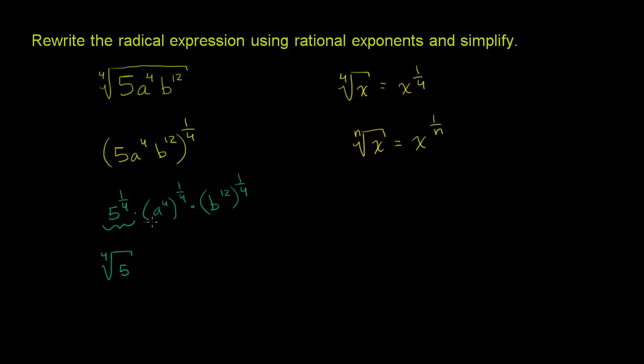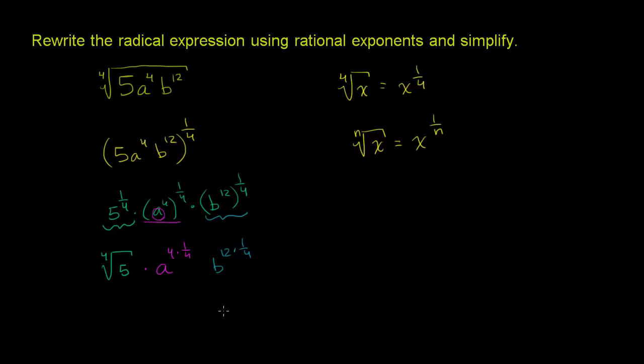A to the fourth to the 1/4 power. If you raise something to a power and then raise that to another power, that's the equivalent of raising a to the 4 times 1/4 power. So let me just write that down. This is times a to the 4 times 1/4 power. And then finally, this right over here, using the same exact exponent property, this is b to the 12th times 1/4 power.